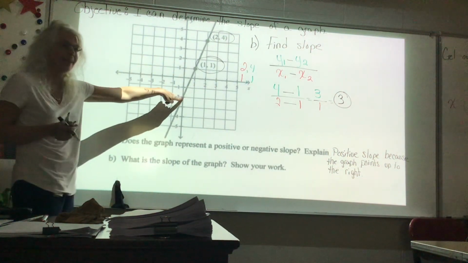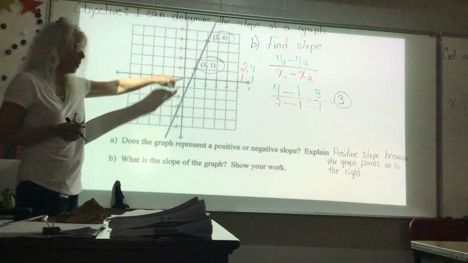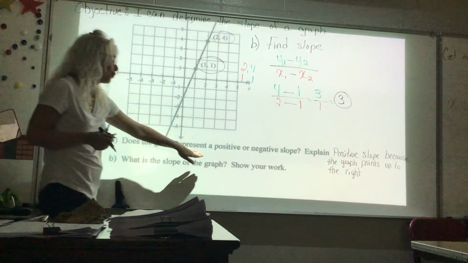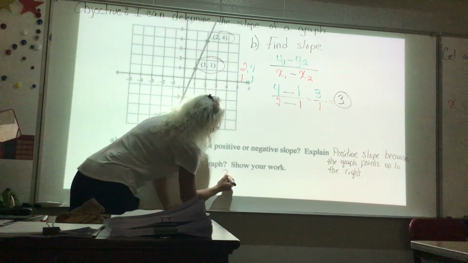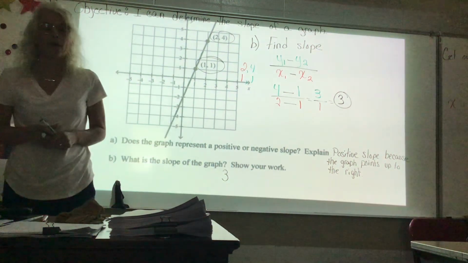This one just started out at negative 2 instead of 0. It says, what is the slope of the graph? 3. Now put your pencils down.